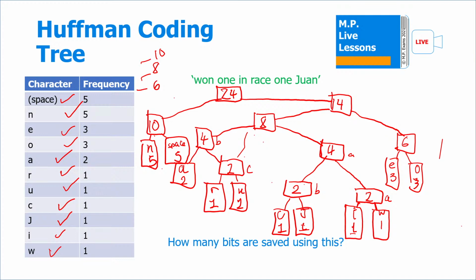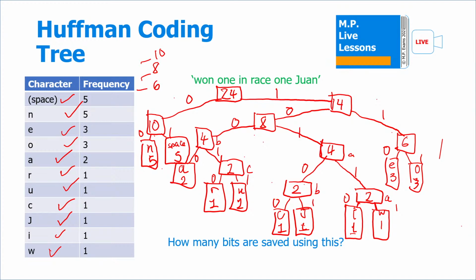Now each time it goes to the left, it's a 0. Each time it goes to the right, it's a 1. So you almost follow the tree down until you get to the character you want. And what this does is, it puts the characters that are more frequently used at the top, and they'll have shorter bit lengths. Whereas the ones that are less used, they're more towards the bottom, but they have larger ones.